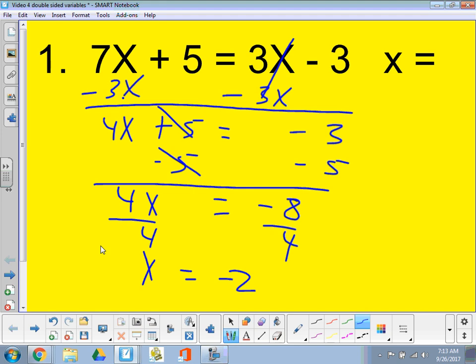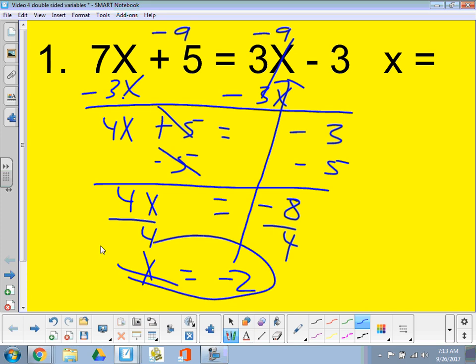If I go back and substitute that negative 2 in, 7 times negative 2 would be negative 14, plus 5 would be negative 9. If I go back and put that negative 2 into the x over here, 3 times negative 2 is negative 6, minus 3 is also negative 9. Negative 9 is equal to negative 9. If you get any other value for this x down here and you substitute it into the initial equation, it will not be the same number on each side, and therefore you know you've made a mistake.